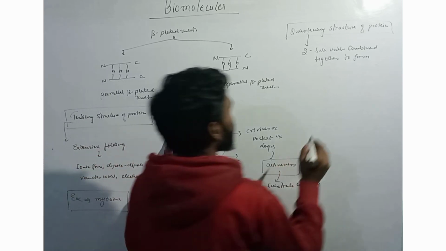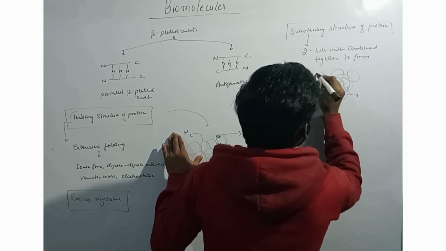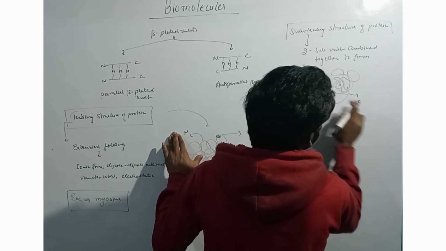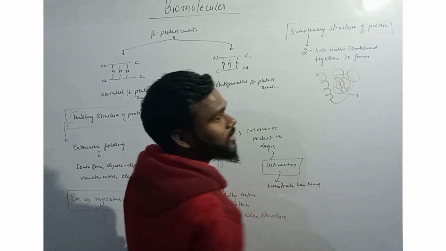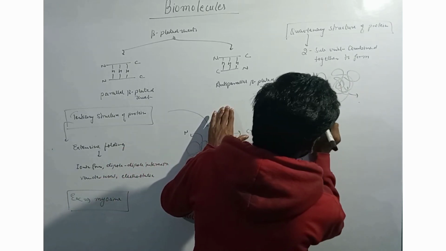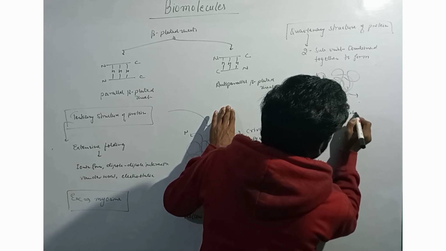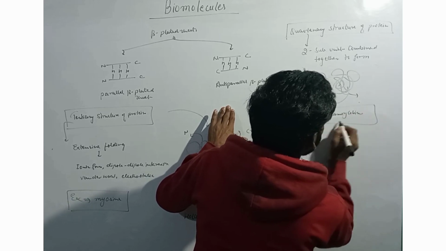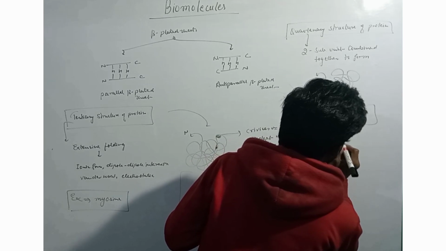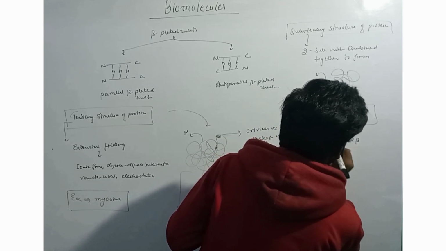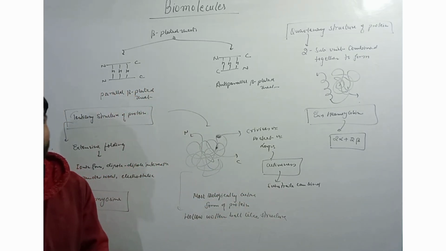Now this is the quaternary structure. One is an alpha helix and the second one is a tertiary structure. For example, that is hemoglobin. Please do remember, hemoglobin contains 2 alpha plus 2 beta chains. Now this is how the protein structures are formed.